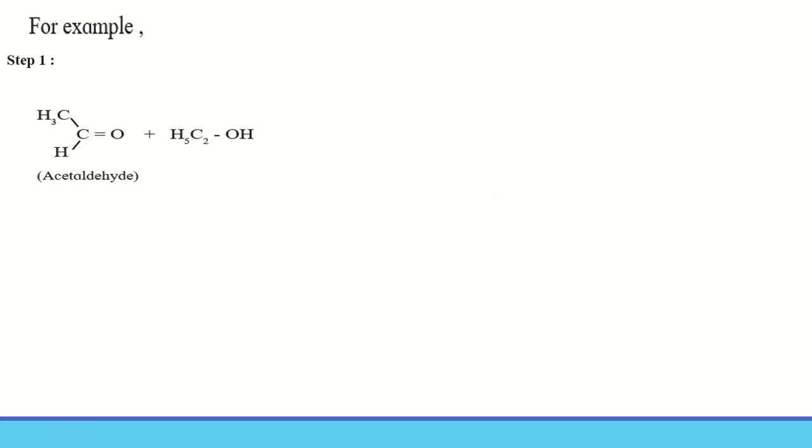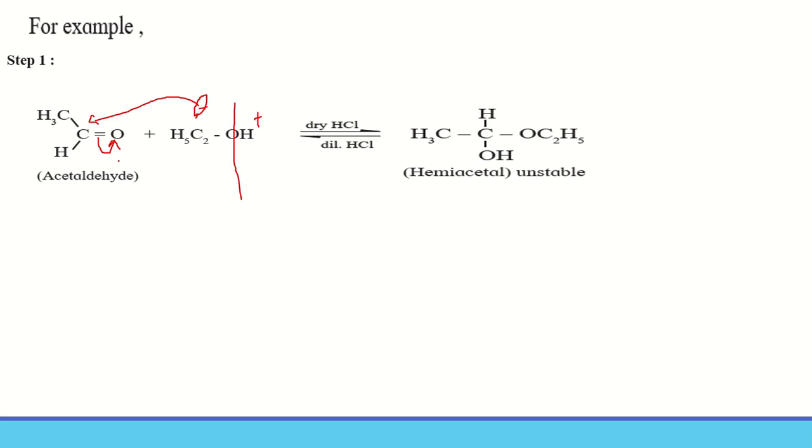Let's see the example. Step first, acetaldehyde. When this acetaldehyde reacts with ethanol, it dissociates this way. This one is ethoxy and hydrogen has positive charge on it. This negative part will approach towards the carbon. A pi electron shifts towards the oxygen. You will get the hemiacetal. Always keep in mind, a hemiacetal structure has one hydroxy group as well as one alkoxy group. Here in this structure, this is ethoxy and this one is hydroxy.